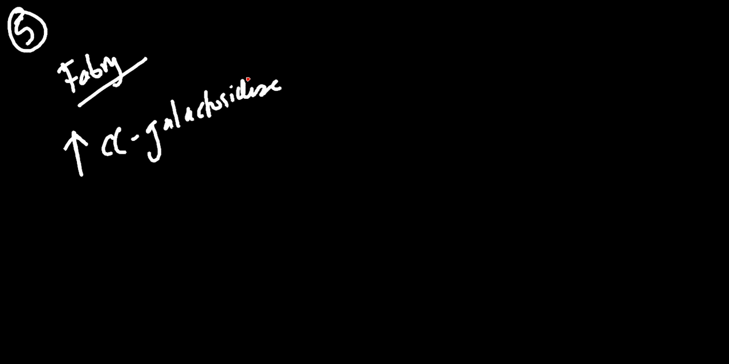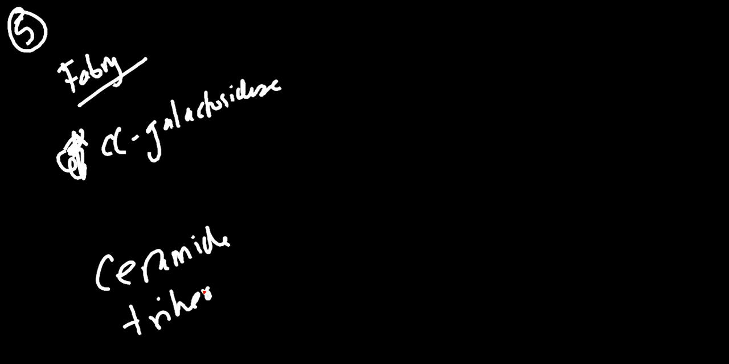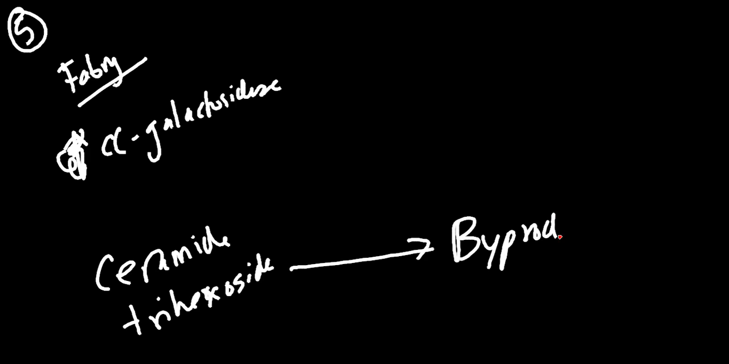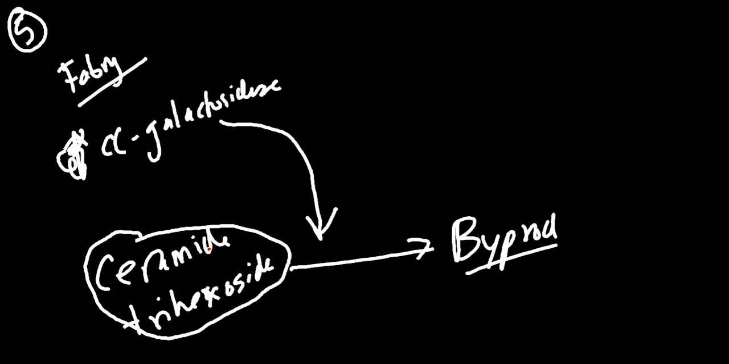Here's our 5th, and this one's going to be Fabry's disease. What do we know about this? Well, we know that it is going to be an increased accumulation of alpha-galactosidase. My apologies, we're not going to have an increased one of this. This is going to be our enzyme, responsible for breaking down ceramide trihexoside into byproducts. This enzyme is going to catalyze that reaction. If it's missing, we'll have an increase in ceramide trihexoside.